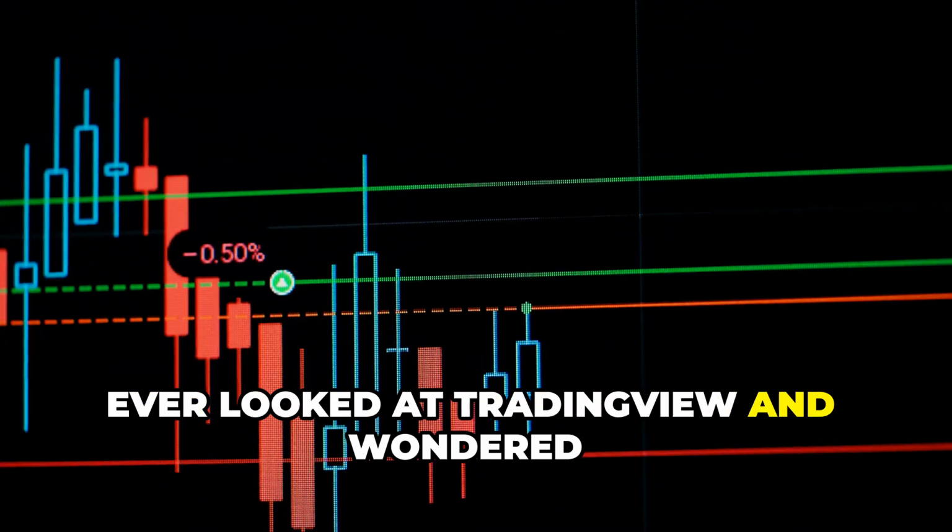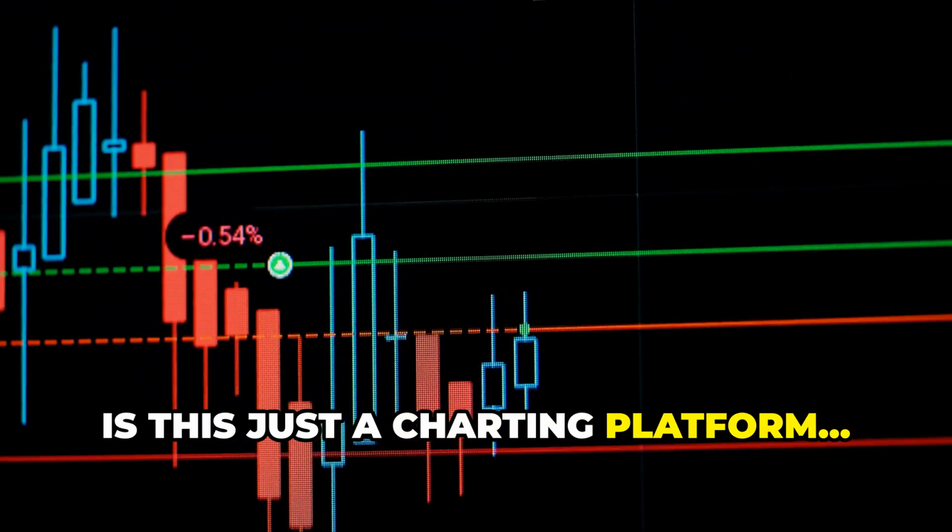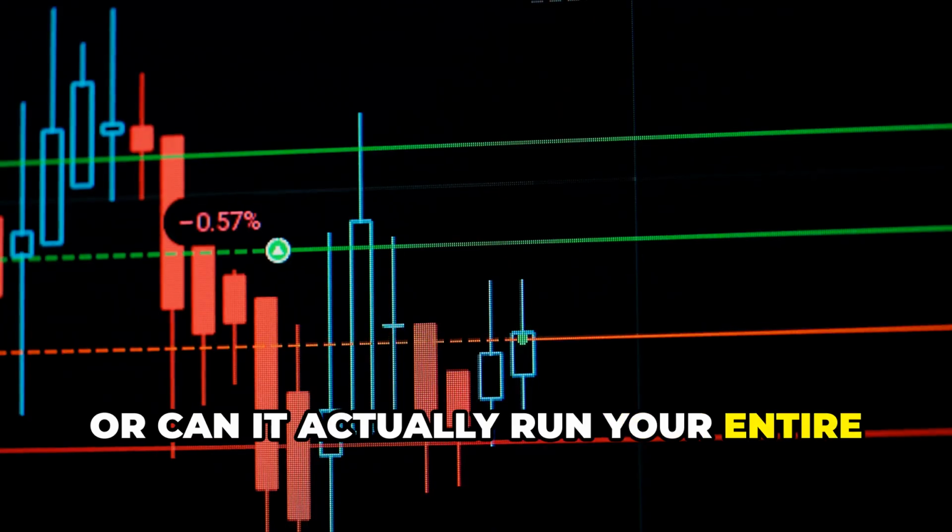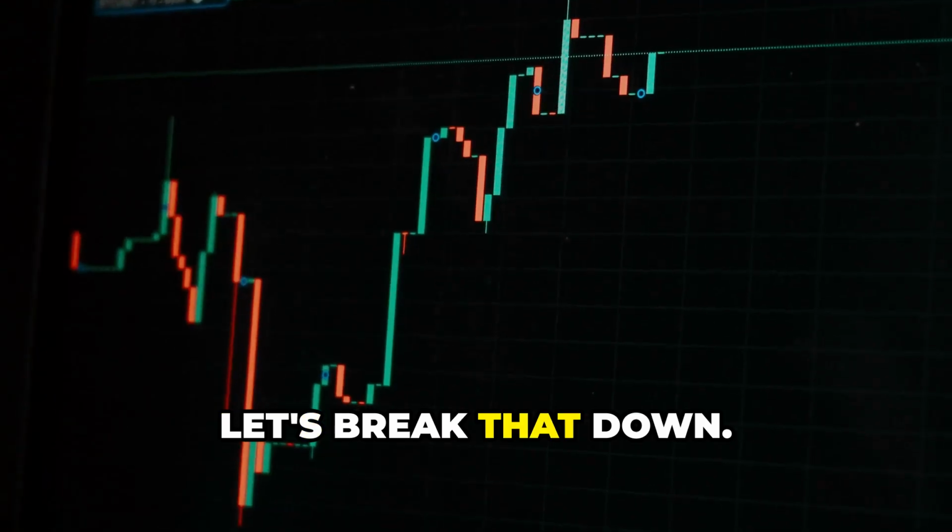Ever looked at TradingView and wondered, is this just a charting platform, or can it actually run your entire trading strategy? Let's break that down.